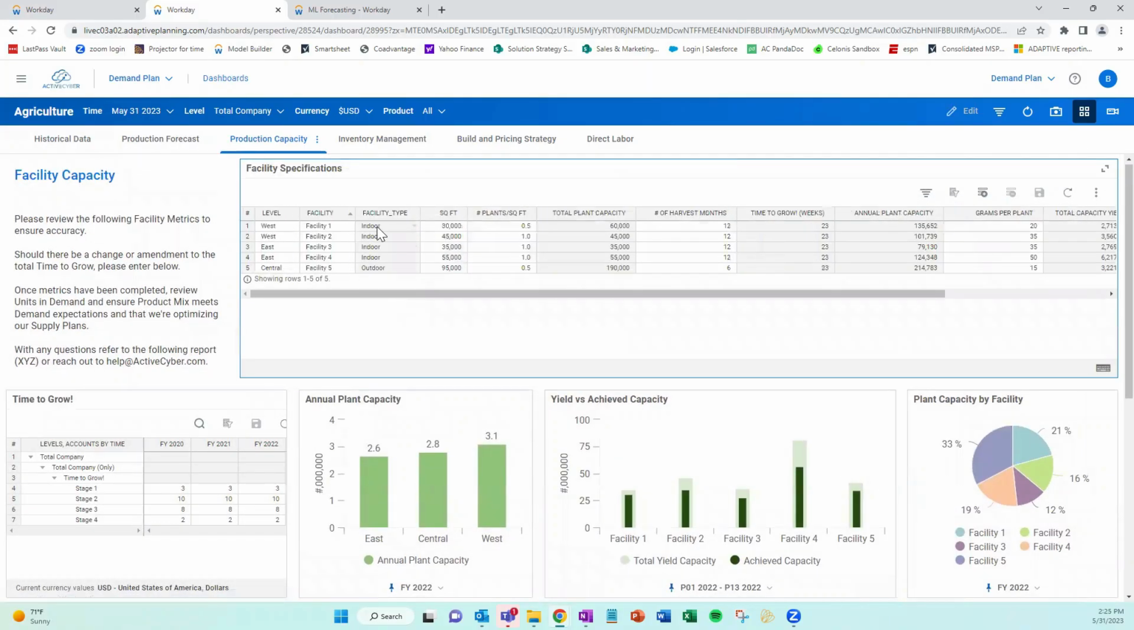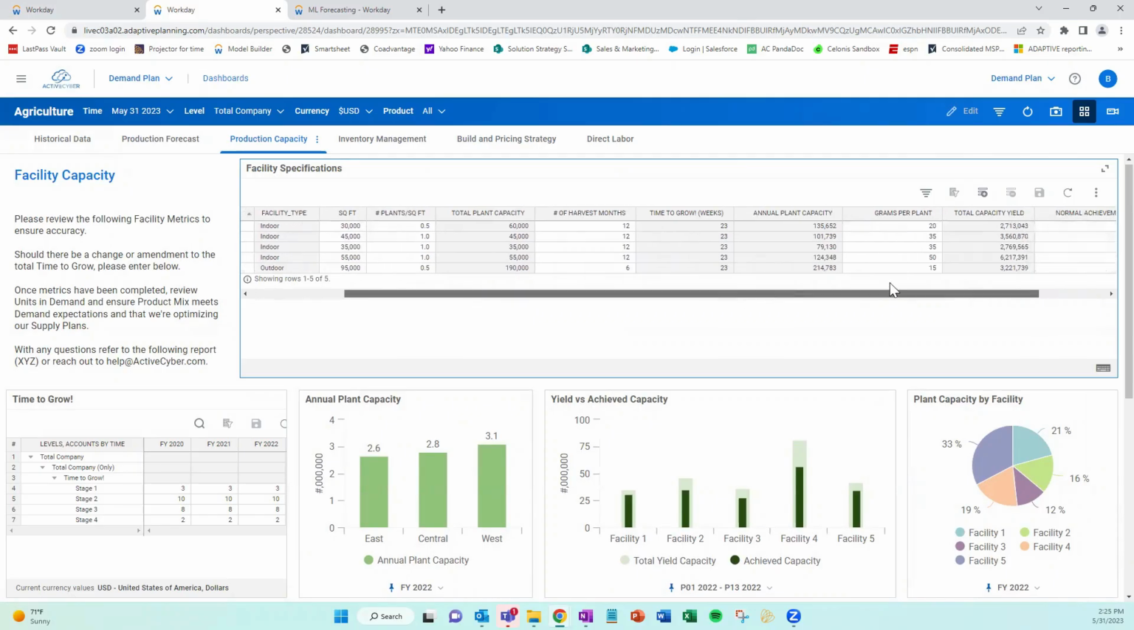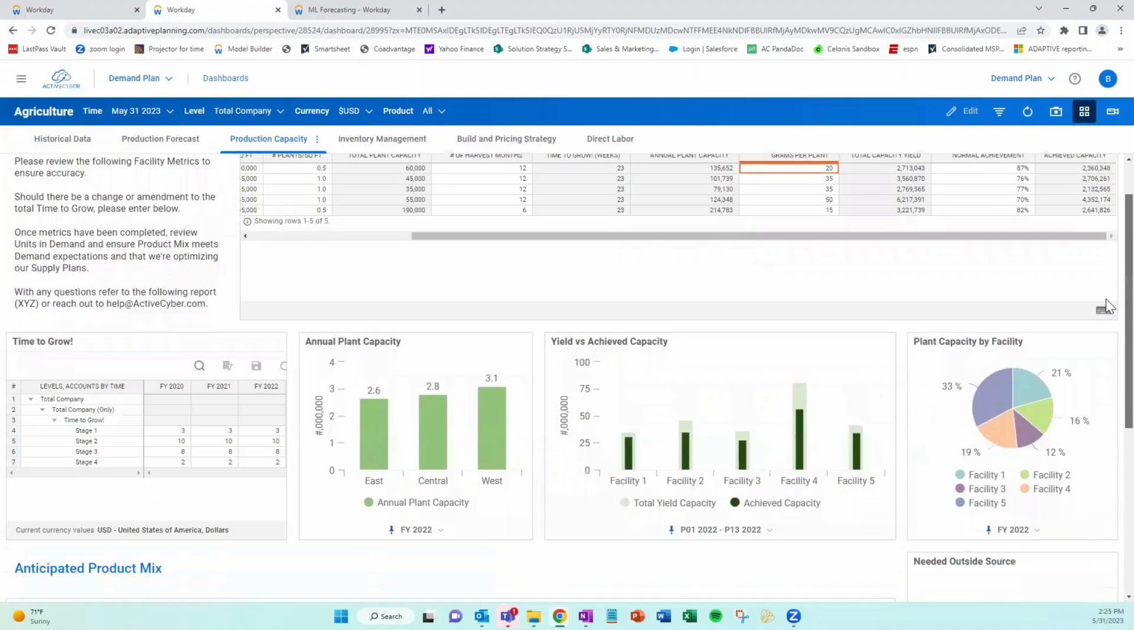We can go in and, in any column that is not grayed out, make our updates to maybe add in additional square feet or plants per square foot. What does our overall grams per plant look like? All of these inputs will affect our overall total capacity yield, and then the percentage to get that achieved capacity.